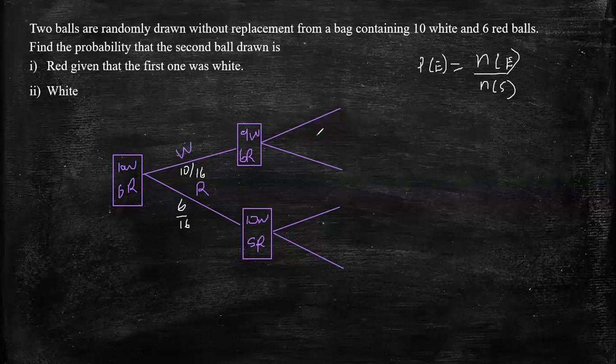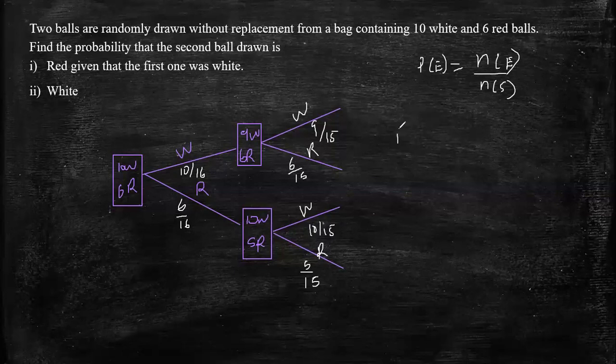When we go to the upper bag, where we picked a white, this is going to be 9 out of 15, which is the total. And this is going to be 6 out of 15, which is also the total. So when we move downwards here, the probability of picking a white is going to be 10 out of 15, and the probability of picking red is going to be 5 out of 15. Then we now begin to answer our question.